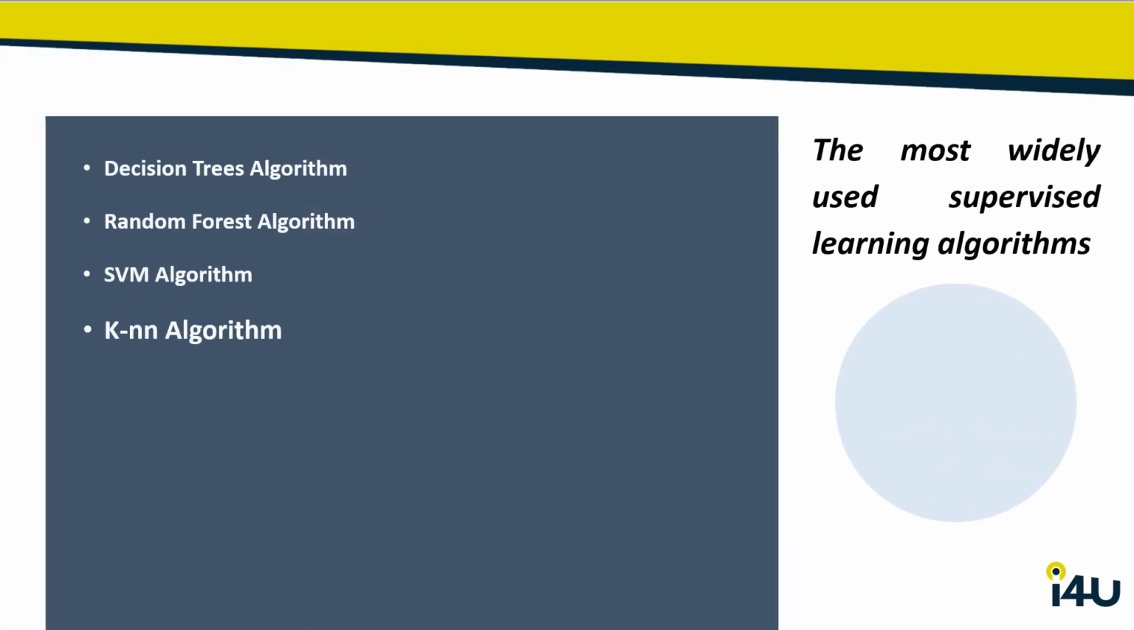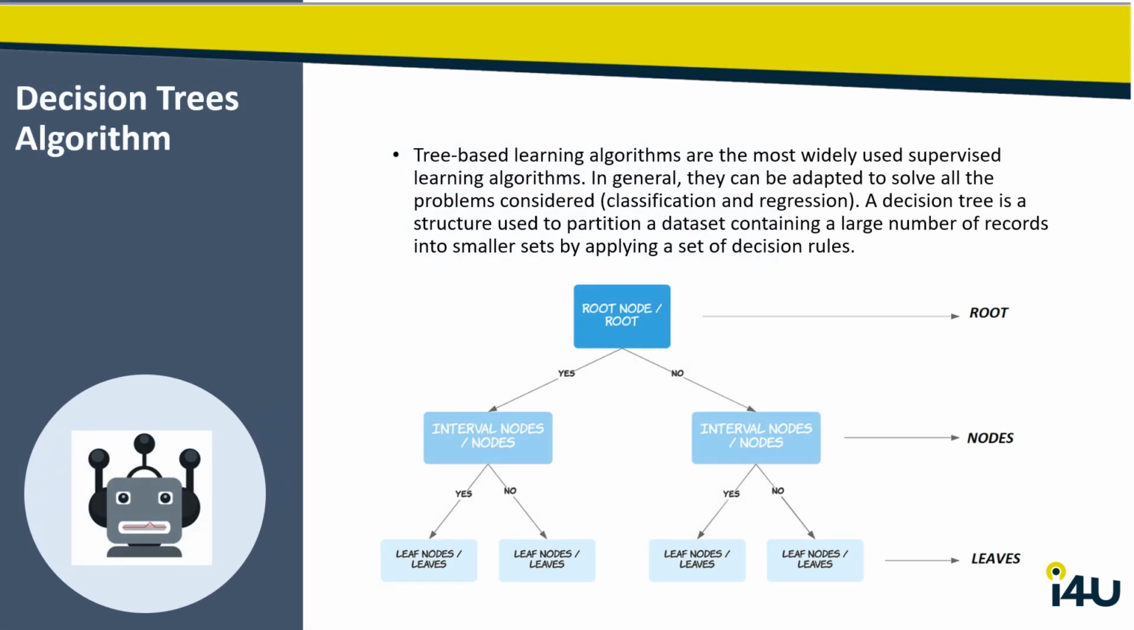The most widely used supervised learning algorithms: decision trees algorithm, random forest algorithm, SVM algorithm, KNN algorithm. Decision trees. Tree-based learning algorithms are the most widely used supervised learning algorithms. In general, they can be adapted to solve all the problems considered, classification and regression. A decision tree is a structure used to partition a dataset containing a large number of records into smaller sets by applying a set of decision rules.